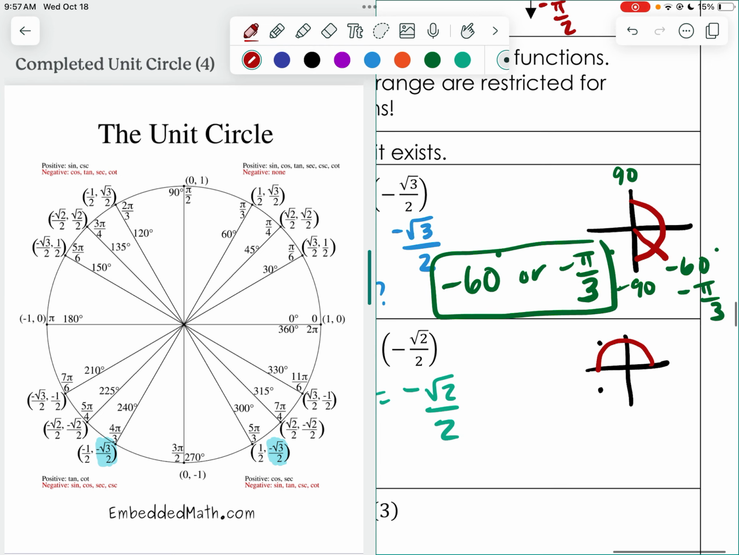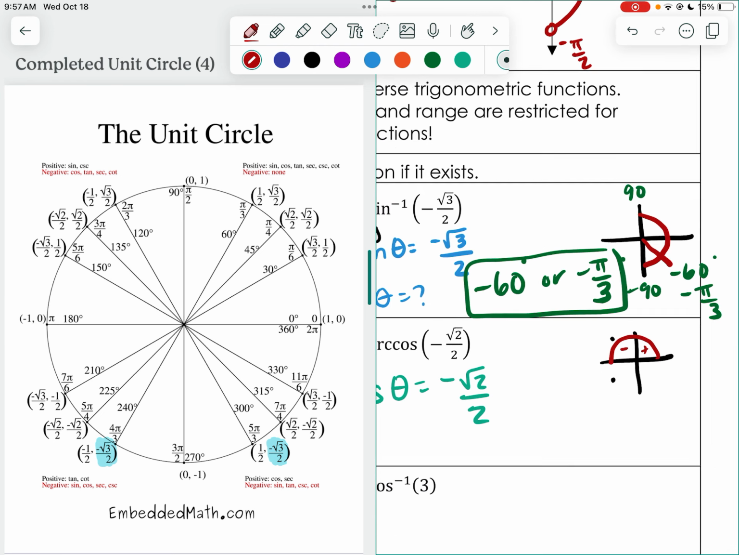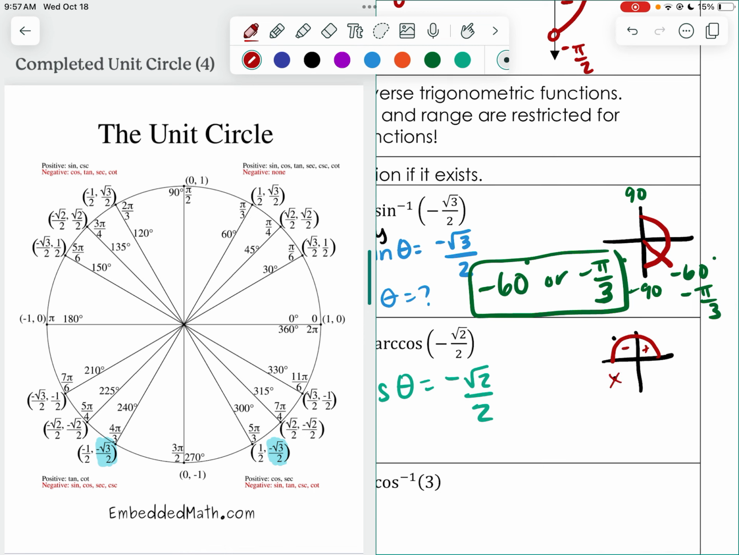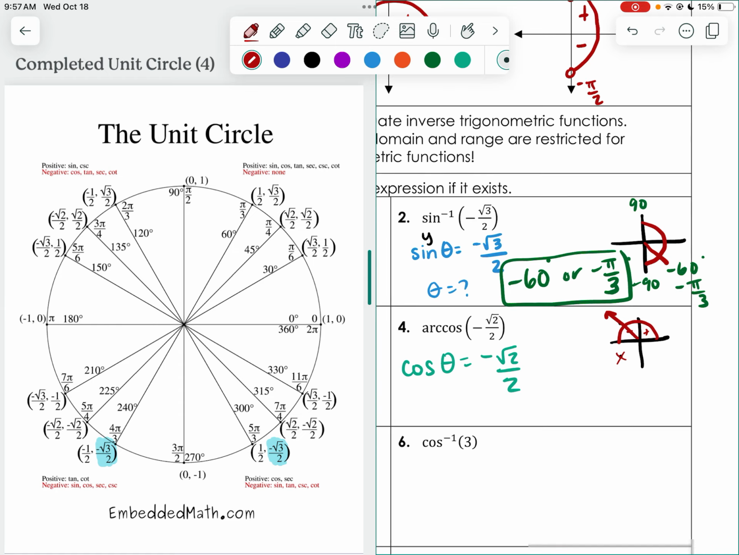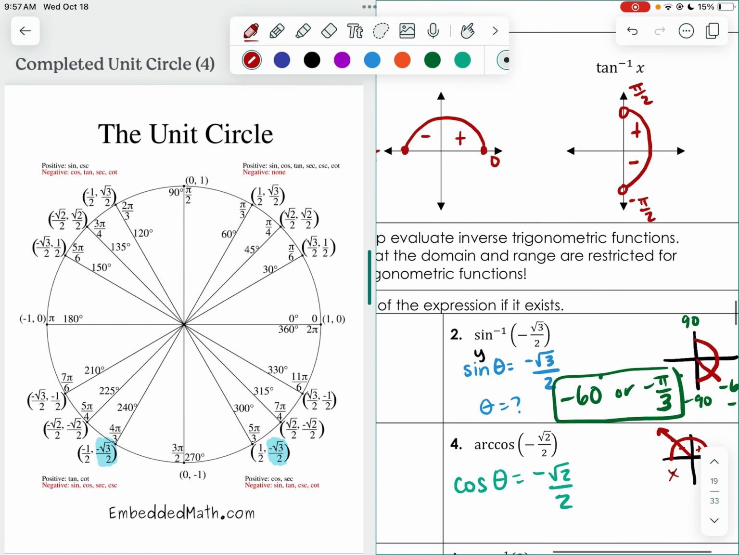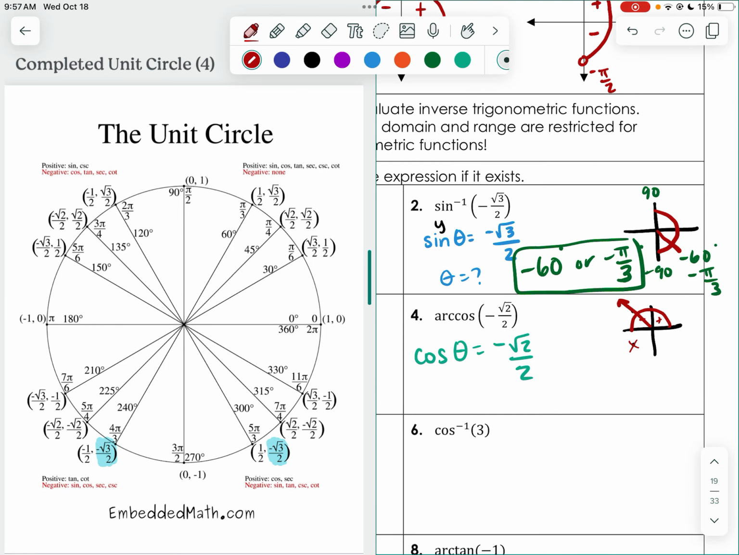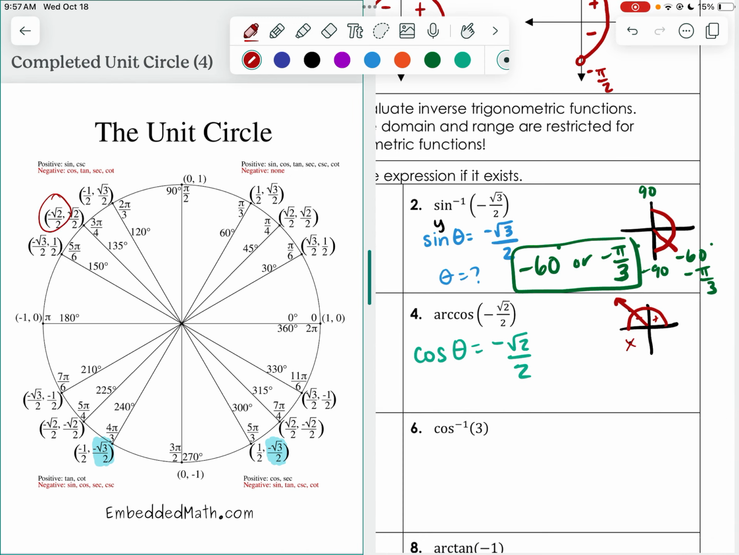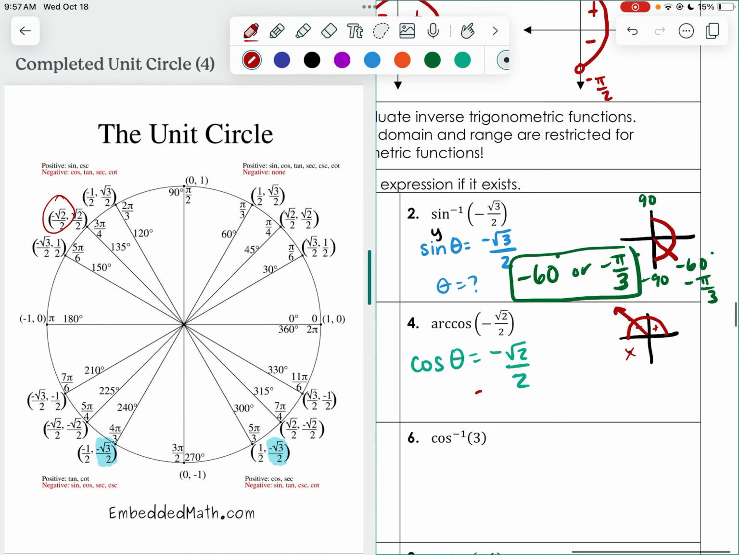Now it's a negative. We said this is positive, this is negative, and it can't be that third one. So this one has to be in quadrant 2. We just want to locate what that angle is. Where cosine is negative root 2 over 2, that is 3 pi over 4, or you could say 135 degrees. Either one would be fine.